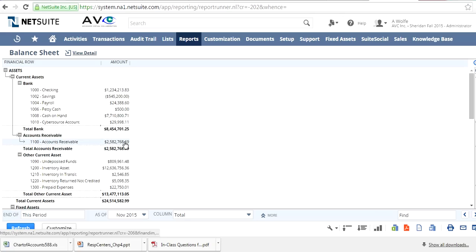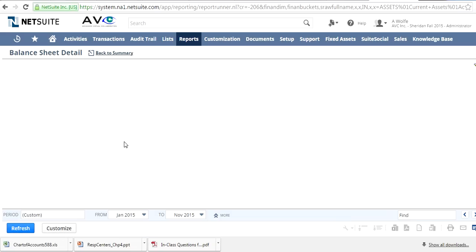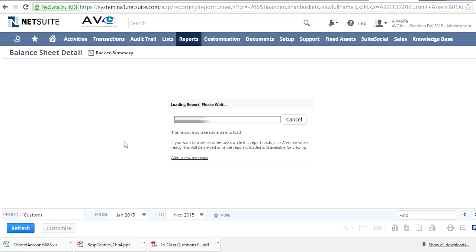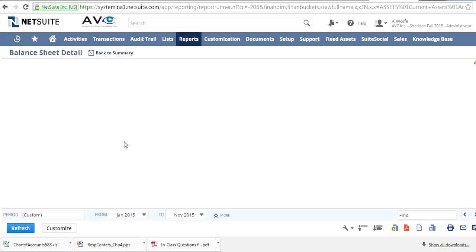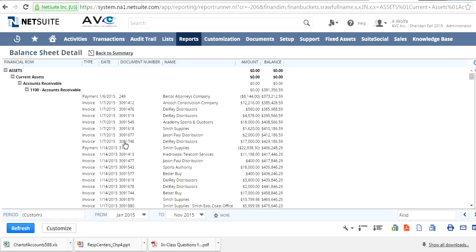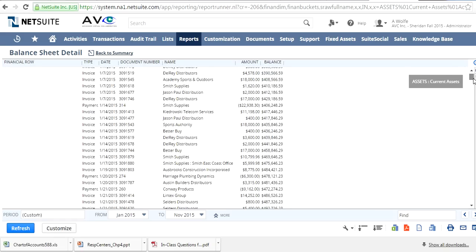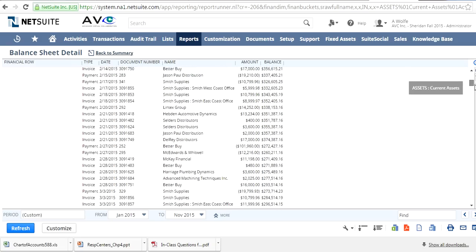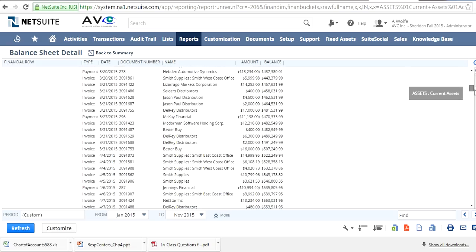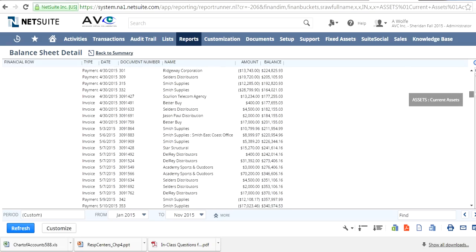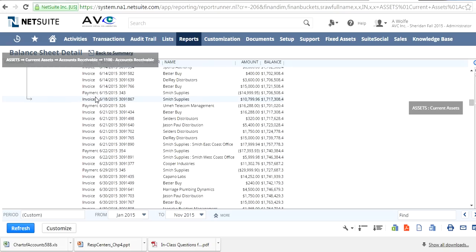And if I want to see the details behind it, all I have to do is click on this $2.582 million number. It's going to take a little bit. It's going to load. And here we go. Okay, we have the listing of all the invoices that were processed, credits, etc. Everything that went through.